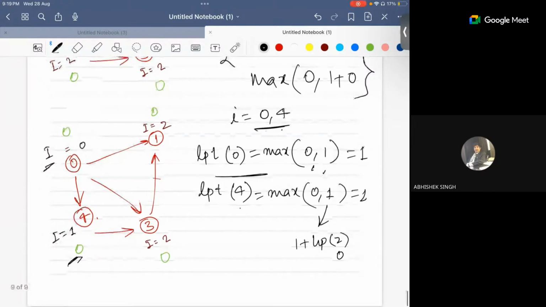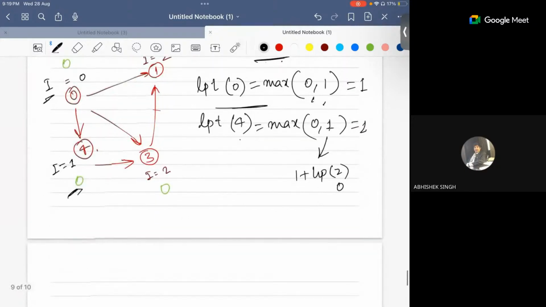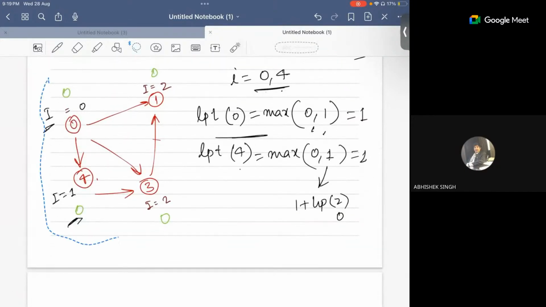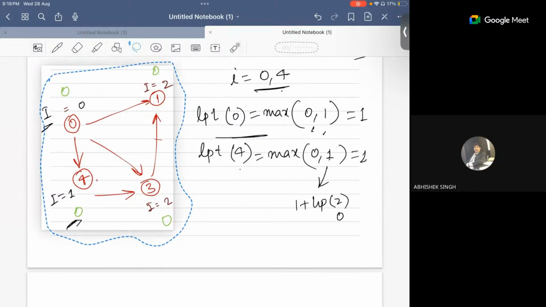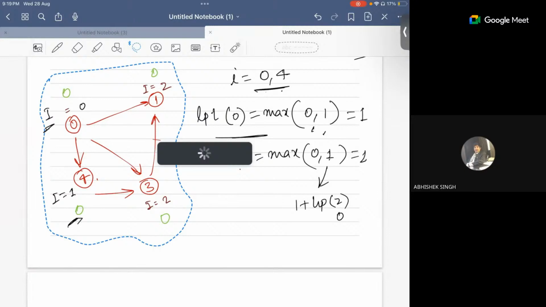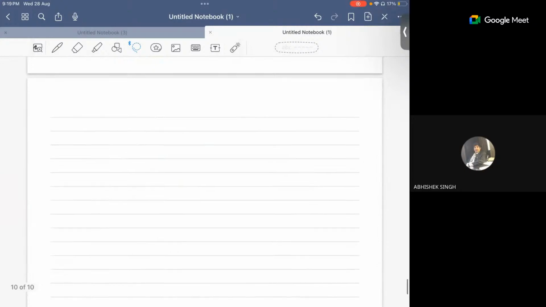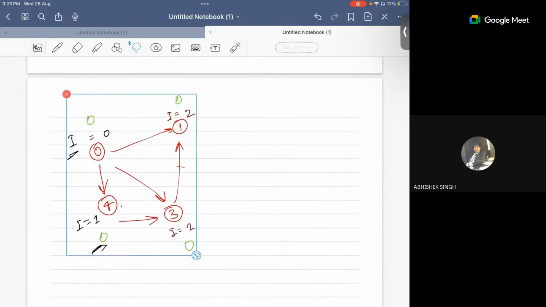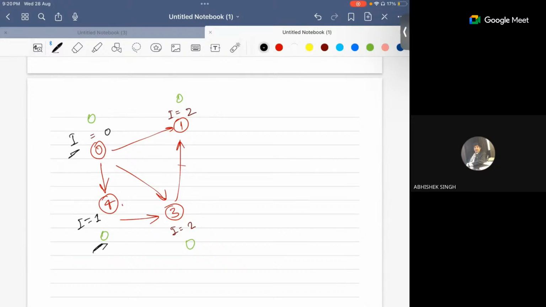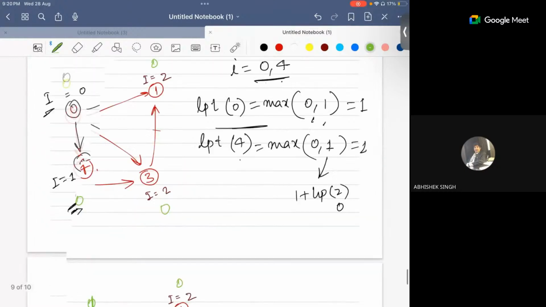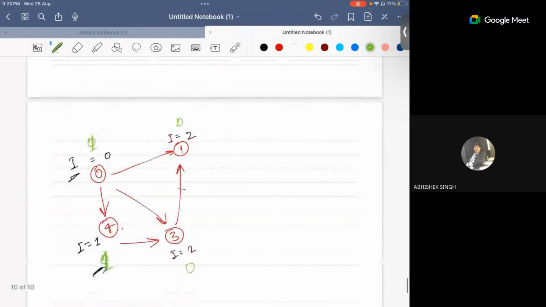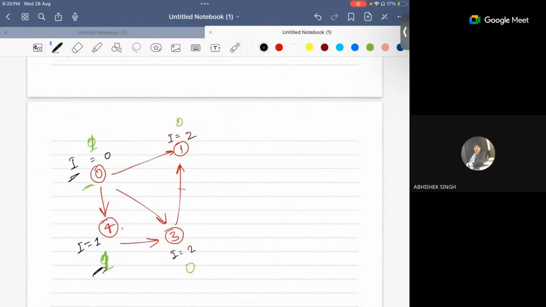Now, move to the next part. The next step would be to take out the vertices with in-degree 0. So the in-degree 0 vertex is 0, right? The in-degree was 0 and the updated LPT was 1 for this case, and also for this case it was 1. We have updated the value, right? This is 1, 1. Now the next step is we have to take out the vertex and add it to the topological sorting.